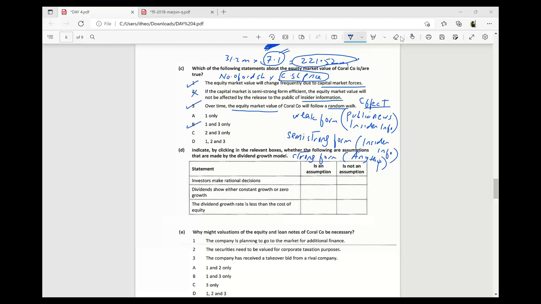Point three is random walk. Random walk means without any reason. If you see the stock market, sometimes prices go up and down without any reason, falling, increasing. It obviously changes the share price, randomly changes the share price, and changes the equity market value.